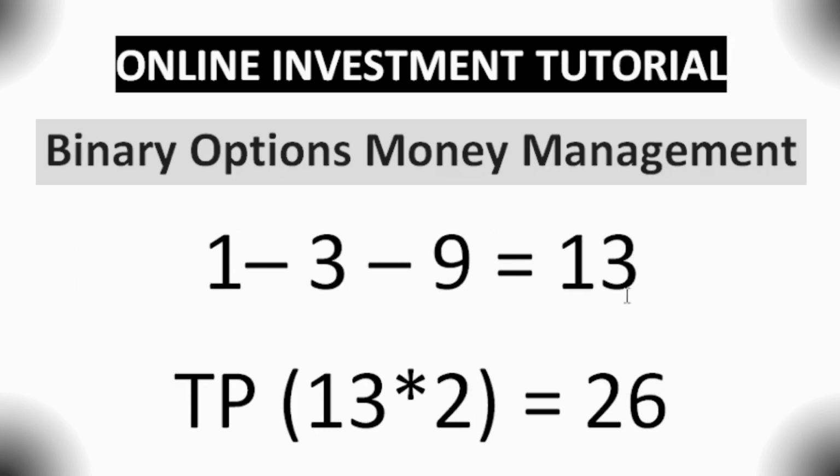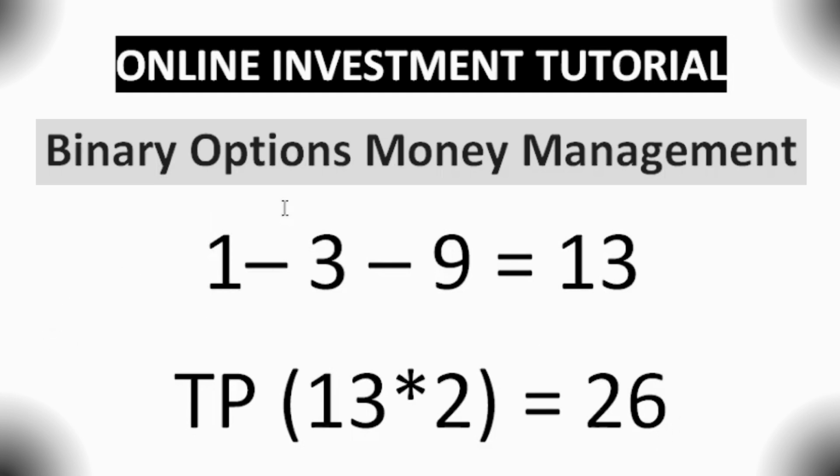So your total investment is going to be $13. What you will do is your first trade will be of $1, and if you make a profit, you again invest $1. Again, if you make a profit, you invest $1. You keep on investing $1 until you reach the profit of $26.